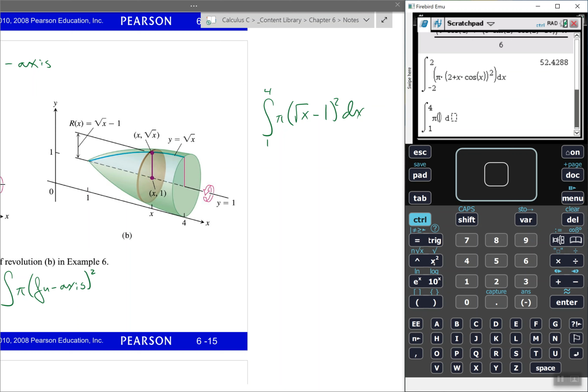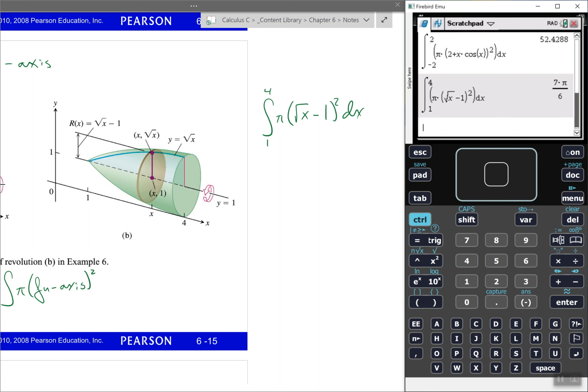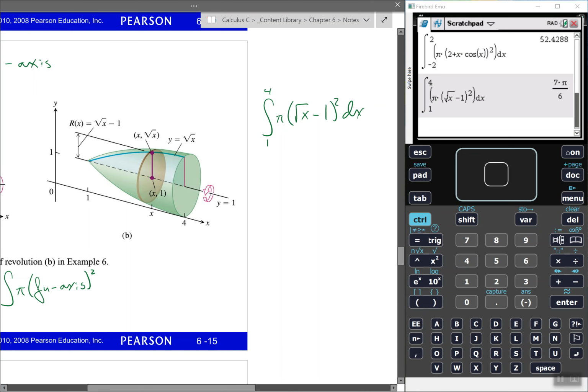And we do the square root of x minus 1 quantity squared. It should be less than 8 pi. So we get 7 pi over 6, which is definitely less than 8 pi. And there we go.